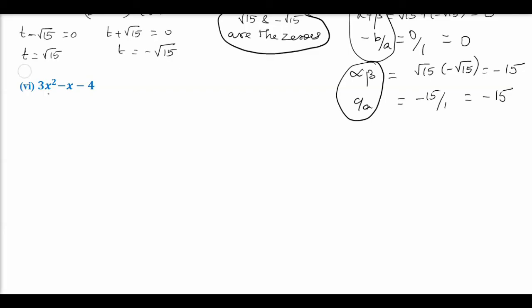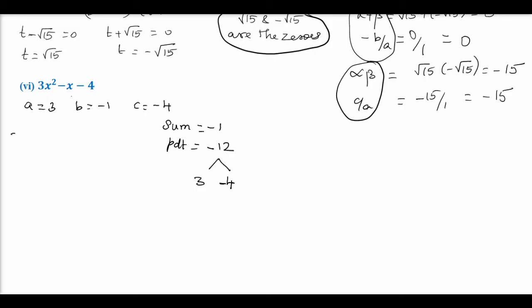Okay, now for the final subdivision, 3x square minus x minus 4. Comparing it with the standard form, we get a equal 3, b equal minus 1 and c equal minus 4. So we need to find two numbers whose sum equals minus 1 and product equals minus 12. So 12 can be factored as 3 into 4. But you need a minus sign here. So I have to include a minus sign to any one of the factors. But you see, since the sum is negative, I include it to the bigger number, right?